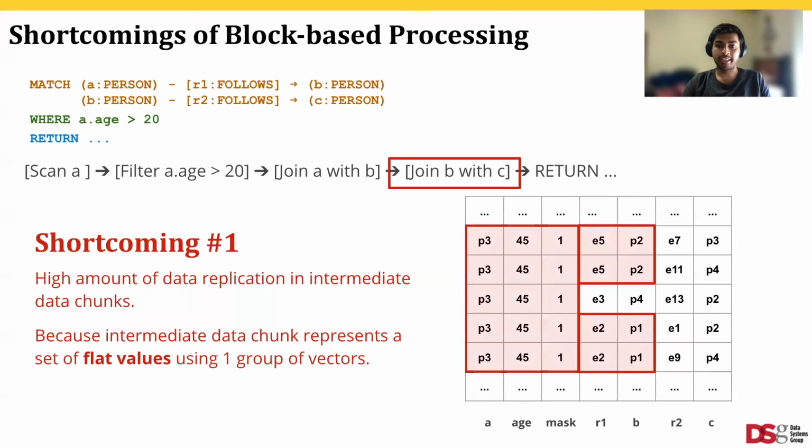The reason is that the intermediate data chunk represents the set of flat tuples in a single group of vectors. Each row in the data chunk is a resultant tuple.